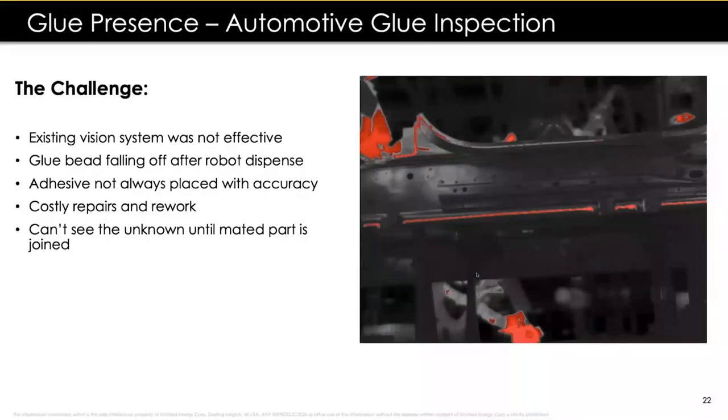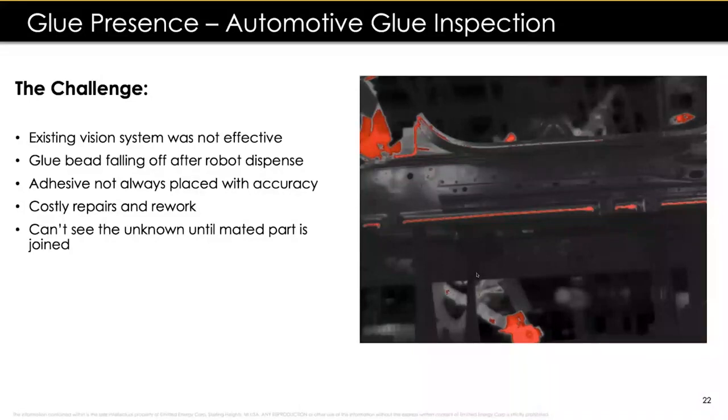Here's an automotive glue inspection process. The vision system was not effective. Again, dark adhesive on a dark product. In this particular case, they had a lot of issues with the glue bead falling off after robot dispensing, and that had to do with this part being metal and not at the right temperature when the adhesive is put down, so it kind of crystallized, and then the adhesive would fall off.